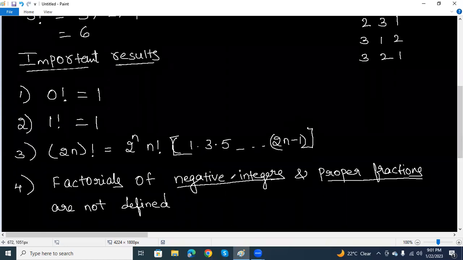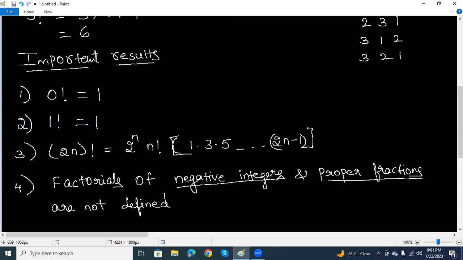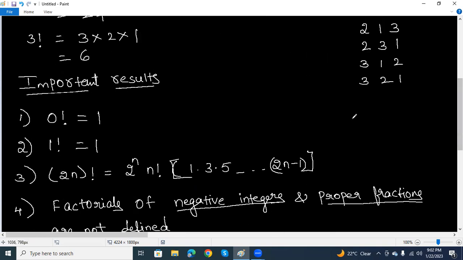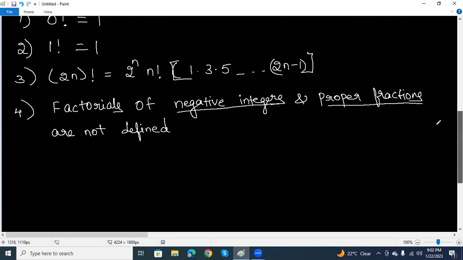For the negative integers, we may not know what is the least number, right? For the positive integers, we know the least digit is 1. So till the smallest digit, we will multiply the given number. But for the negative integers, we can't find the least digit. So factorials of negative integers and proper fractions are not defined.